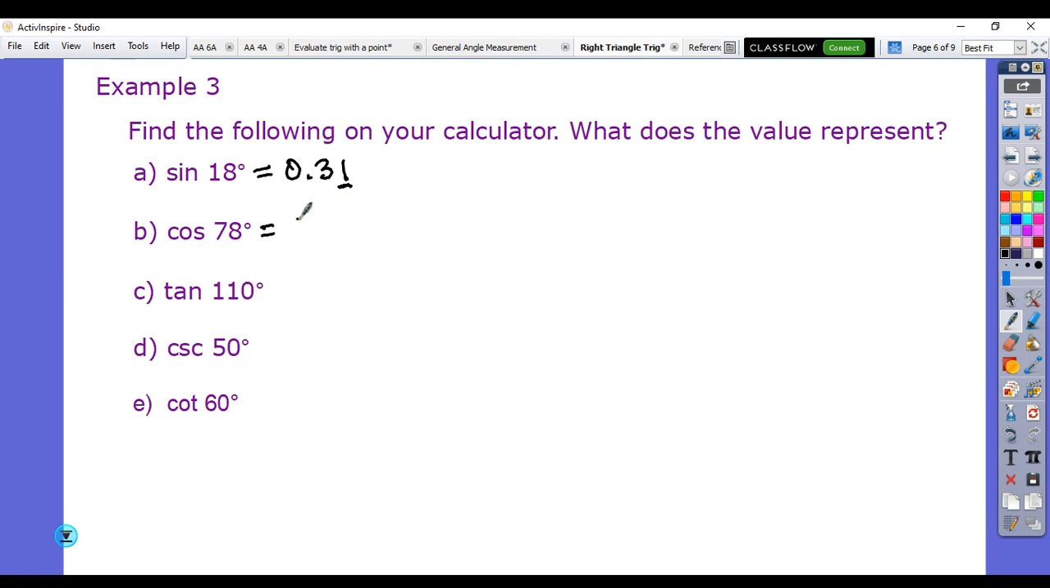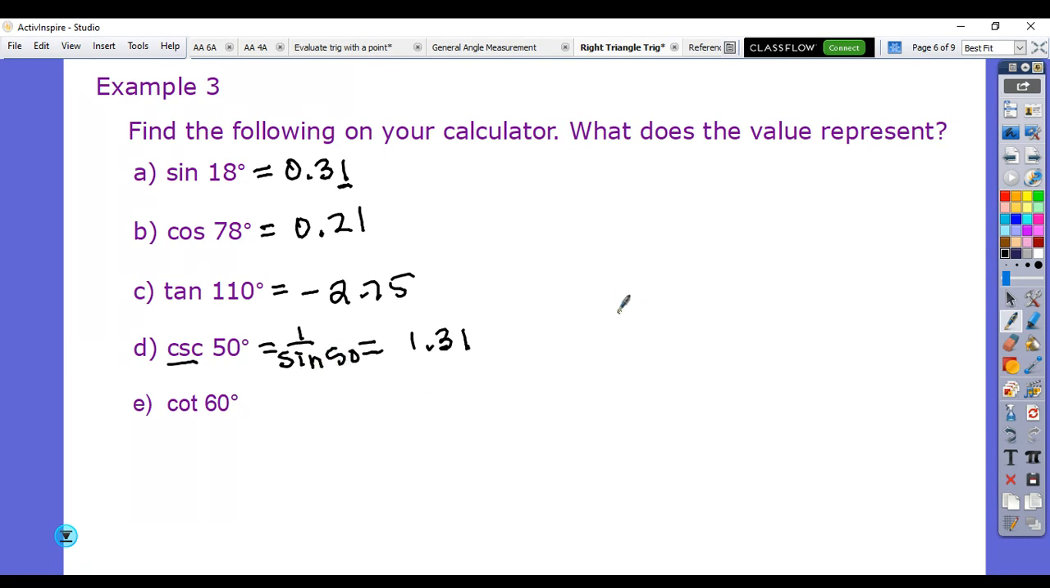Cosine 78, 0.21. Tangent of 110 is negative 2.75. And there is no cosecant button, not on the calculator, not on the phone. So we're going to use the relationship. We know cosecant is the reciprocal of sine. Cosecant of 50 is the same as 1 over sine of 50. So you're going to take 1 divided by the sine of 50, and you get 1.31.